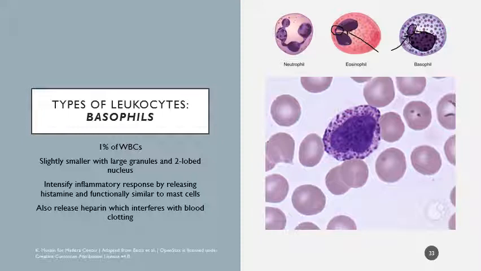It's important for intensifying the inflammatory response. It releases histamine, also heparin. So the histamine helps with inflammation. The heparin stops blood clotting, so it's an anticoagulant. It helps improve blood flow. So this is similar to the mechanism of action for mast cells. Basophils and mast cells, though, come from different hematopoietic lineages.